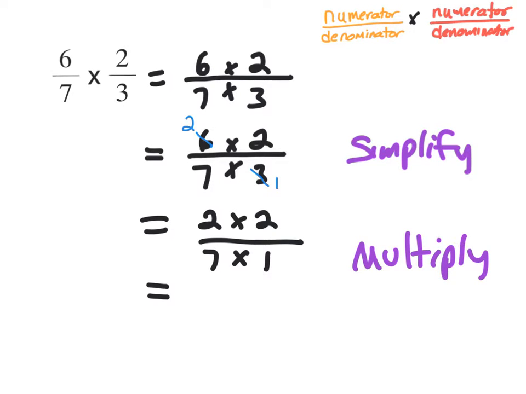Okay, so 2 times 2 is 4, and 7 times 1 is 7. So that was a lot easier than going 6 times 2 is 12, and 3 times 7 is 21. You could have had 21 twelfths. Okay, but that's a lot harder to calculate than when you simplify earlier.